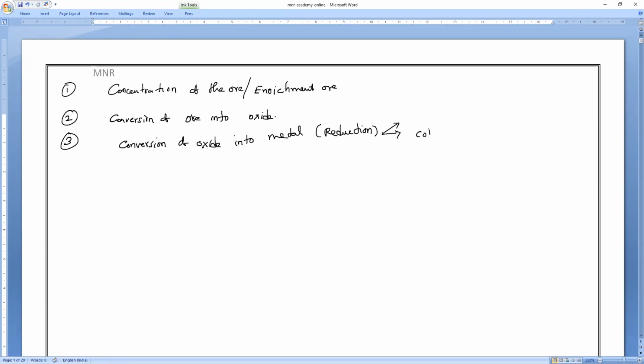In chemical reduction, we will use a material called what? Coke or coal, basically carbon. Carbon we use as a reducing agent, so here we take coke. And the last step, what is the last one? Refining of the metals. For refining also, based upon the metals, we follow different techniques. The most popular technique is the electrolytic method.